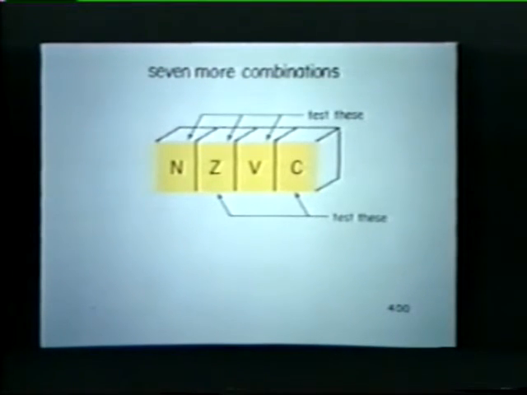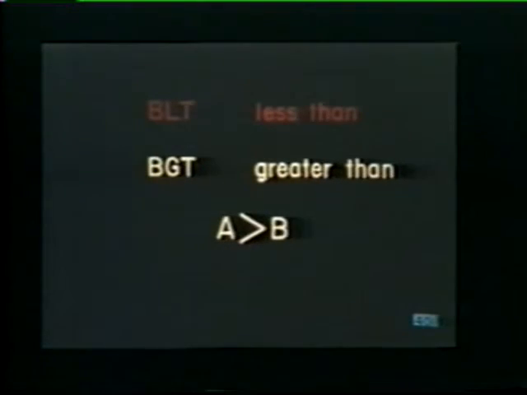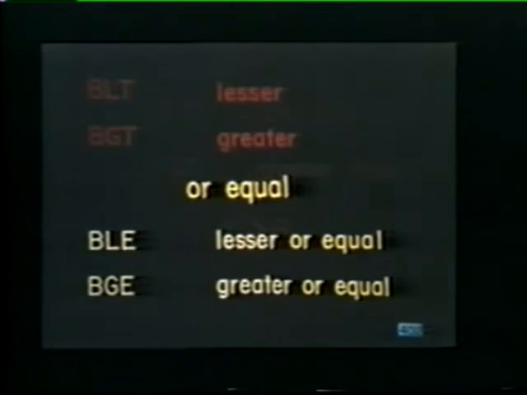There are 7 more combinations of condition code bits that are tested by branch instructions. For example, one combination might test the N, Z, and V bits. Another combination might test the Z and C bits. You now know that the BLT instruction tests for a less than condition. We also have a BGT, or greater than instruction, which branches when A is greater than B. We can add another condition or equal to the BLT and BGT instructions. Now we have BLE, branch if less than or equal, and BGE, branch if greater or equal.